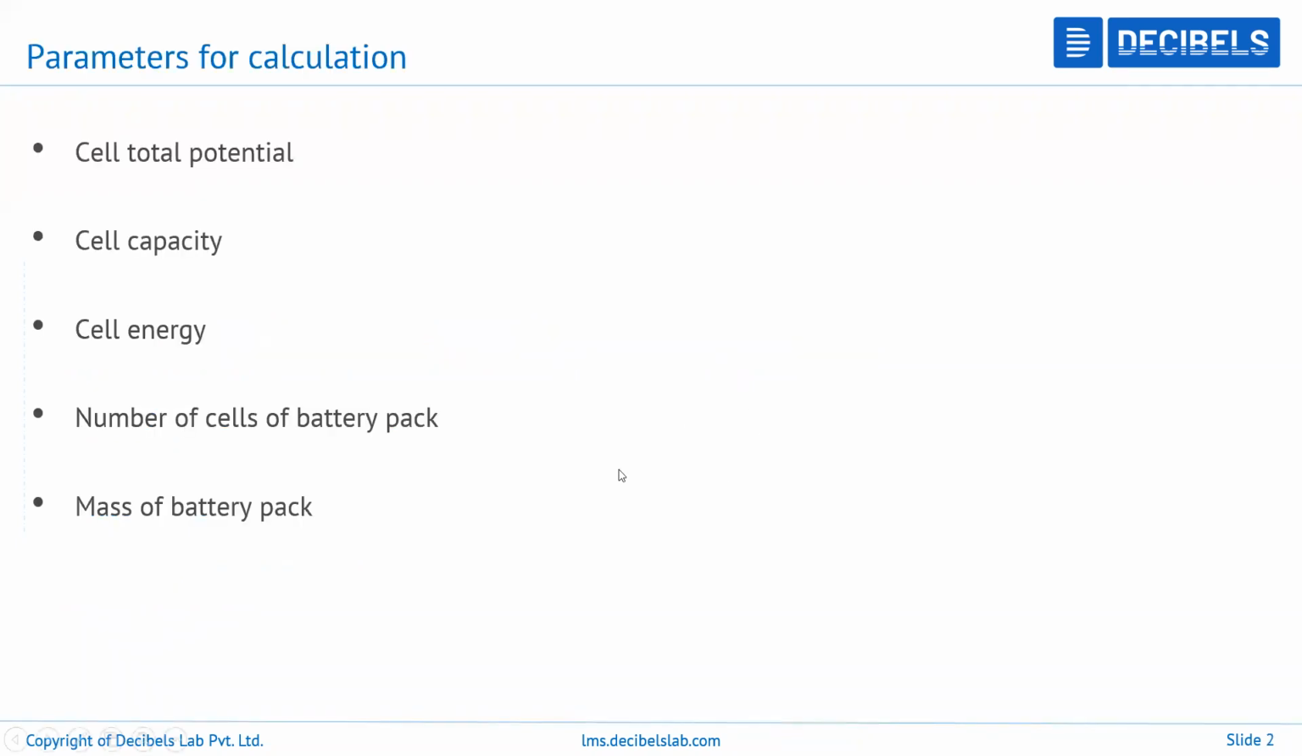And for today's content, we will be dealing with these many parameters. So we'll be calculating all of these parameters. Starting with basic calculation of cell total potential, we'll be using the Gibbs equation to find out the total cell potential, and then the cell capacity, which has a specific equation that is dependent on some of the active material present inside the cell. Then we'll be calculating the cell energy, and just as an example, the total number of cells of a battery pack and the mass of a battery pack. Okay, so these are the few parameters that we'll be calculating, right?